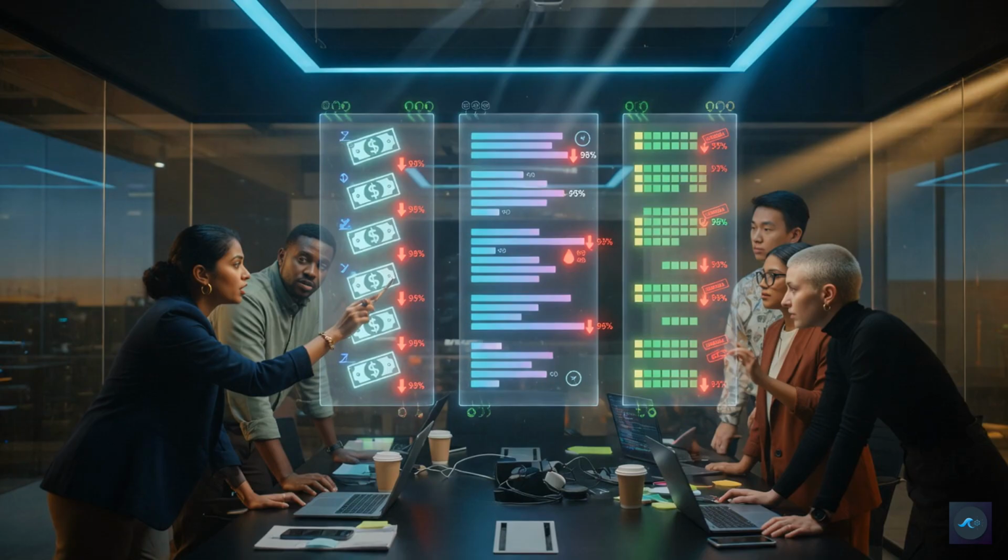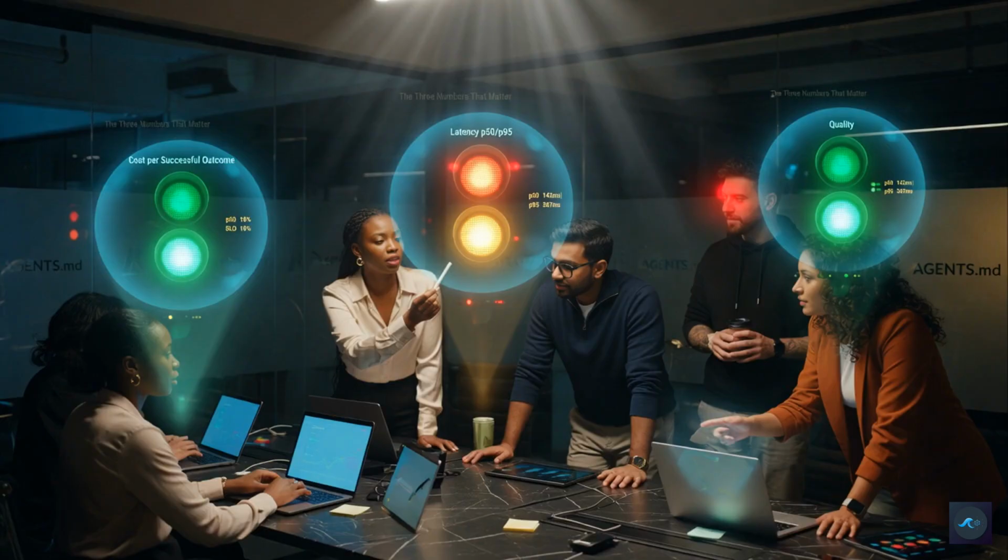2. Latency. Wall time from task start to harness green or human ready. P50 and P95 by task type. 3. Quality. Pass rate of deterministic gates, soft judge warn rate, human rework rate, and override rate from the eval episode.